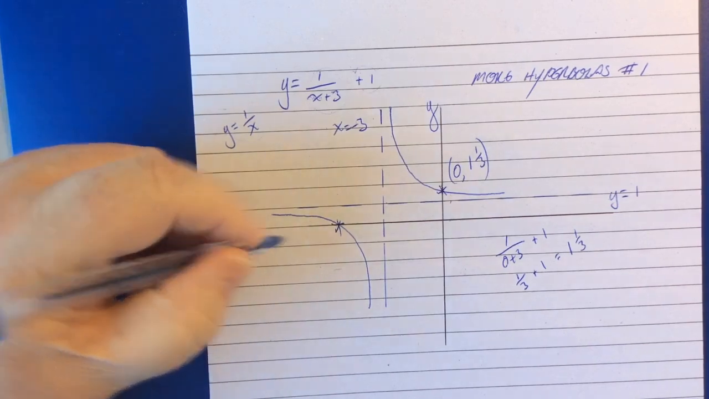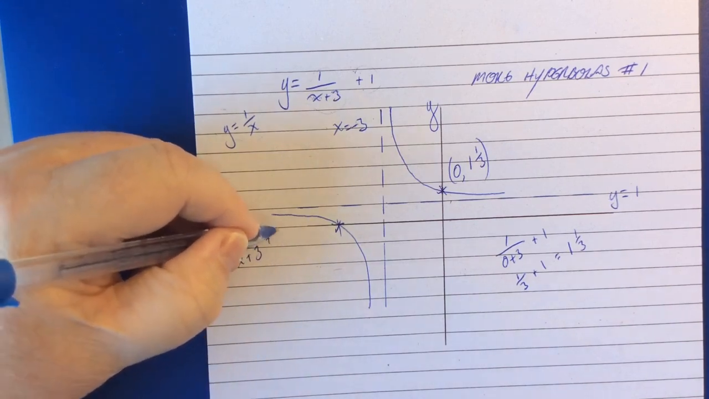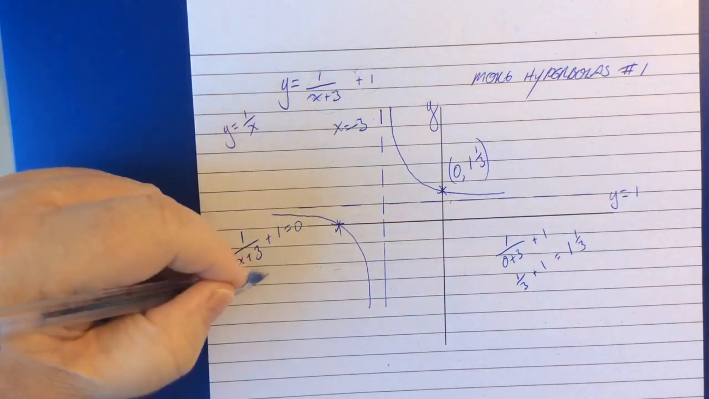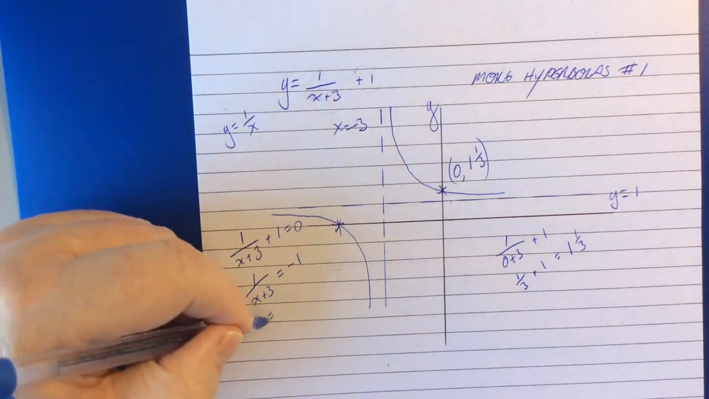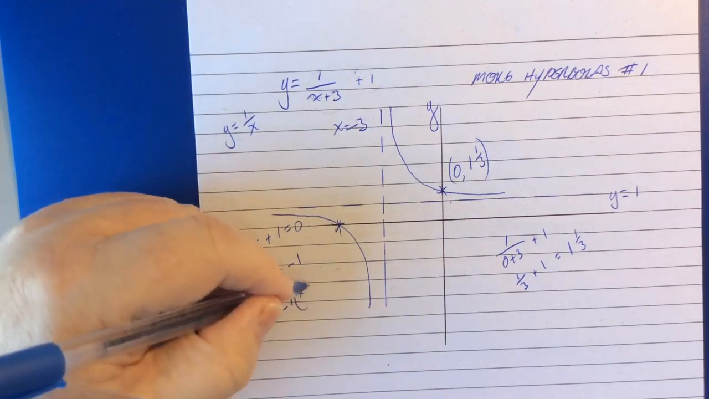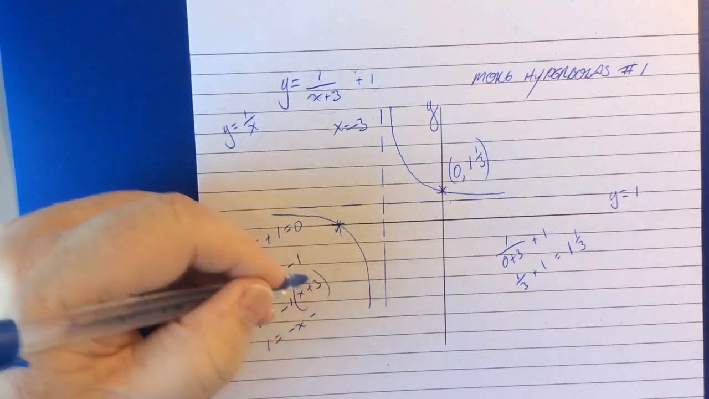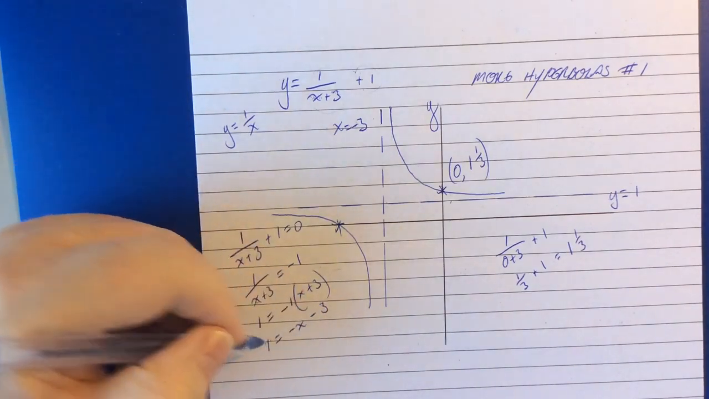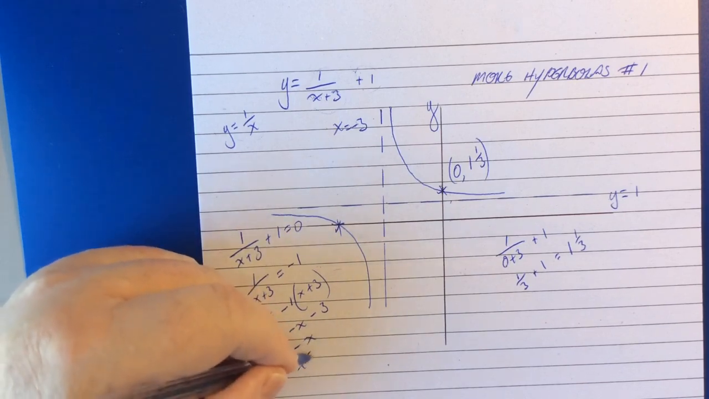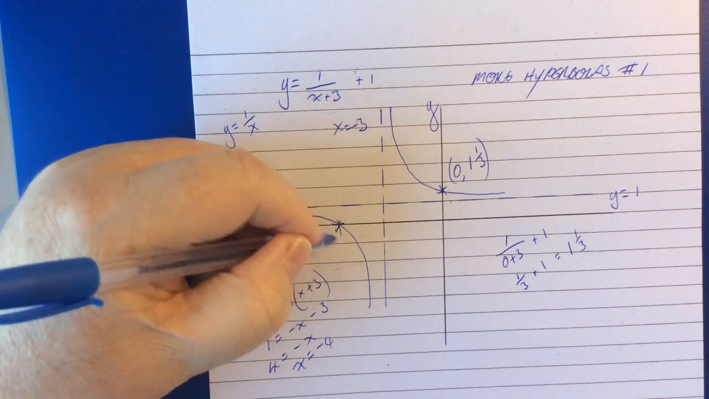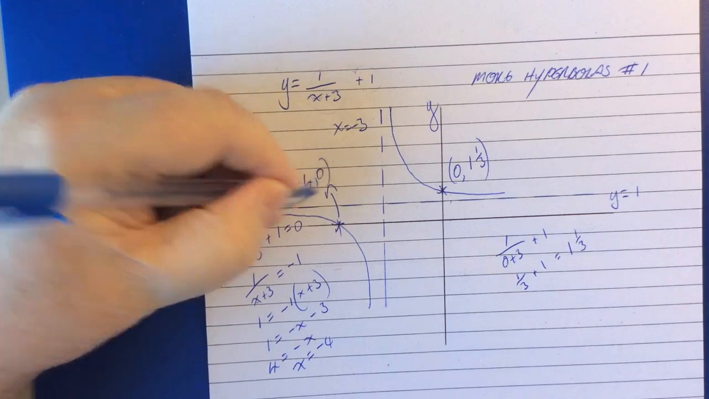A tiny bit more complicated, because it involves a little bit more algebra, is to find the x-intercept here. What that involves doing is making y equal 0. So we basically make this equation equal 0. So 1 over x plus 3 equals negative 1. So 1 is equal to negative 1 times x plus 3, so we'll multiply that up. 1 equals negative x minus 3. Move the 3 back over here. 4 equals negative x. x is going to equal negative 4. So this point here, I'll just run an arrow up to here, is (negative 4, 0).